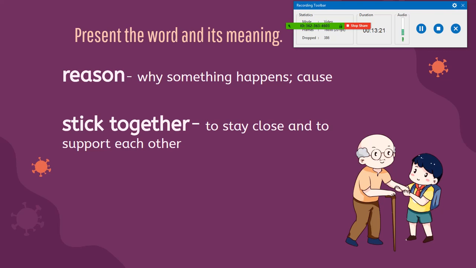So we can proceed with explaining that reason is why something happens. Oftentimes it's called the cause. Now, the thing that happened is the result or the effect. So you can discuss the cause and effect relationship.